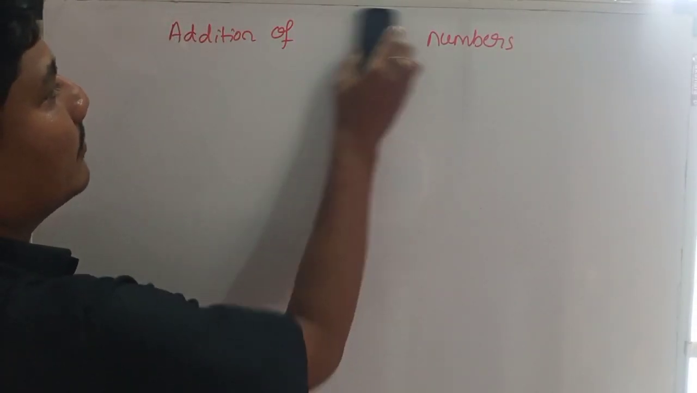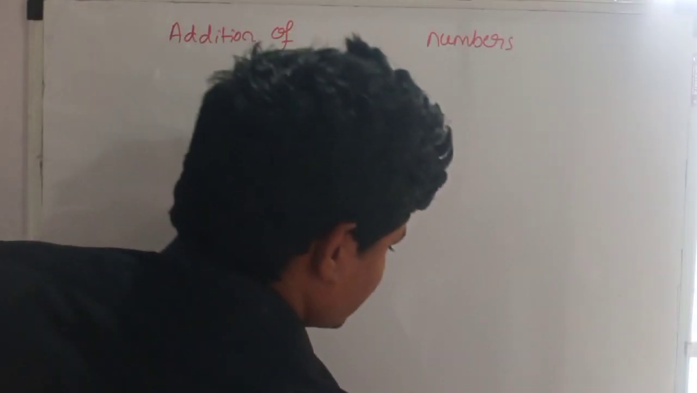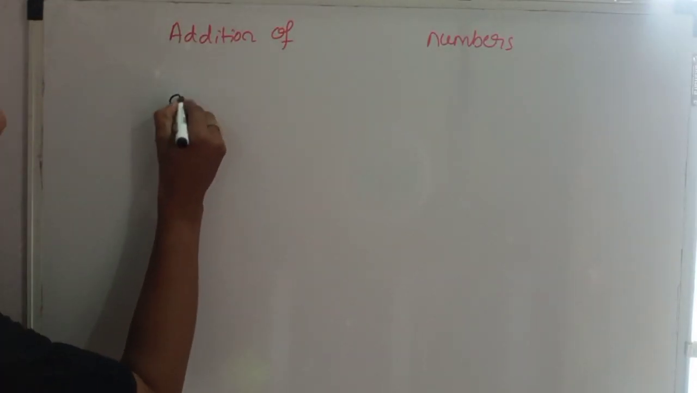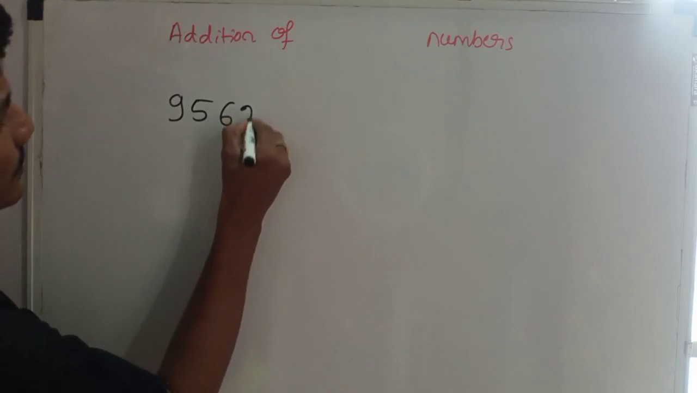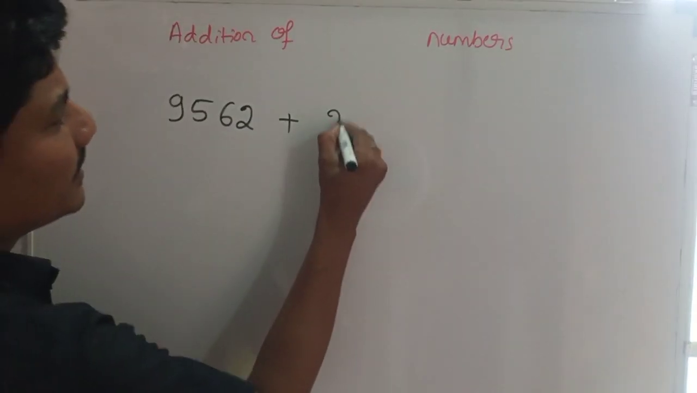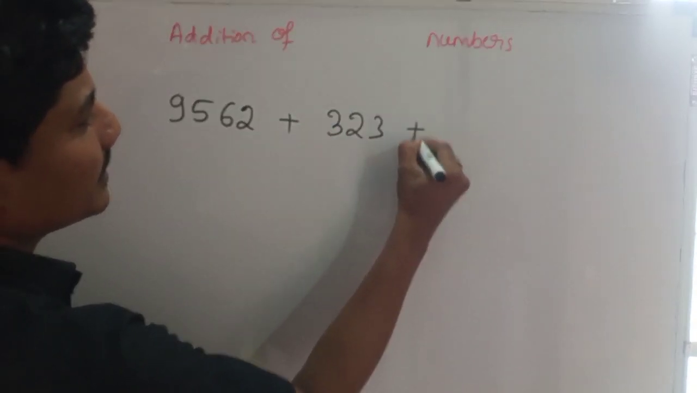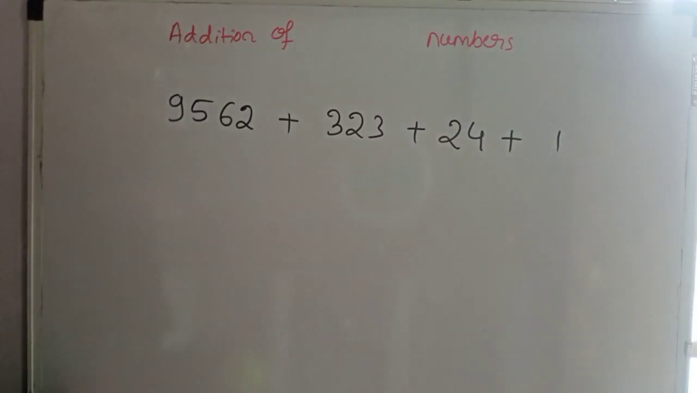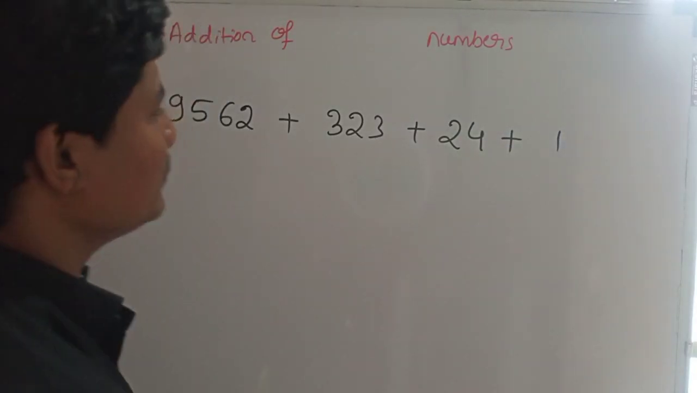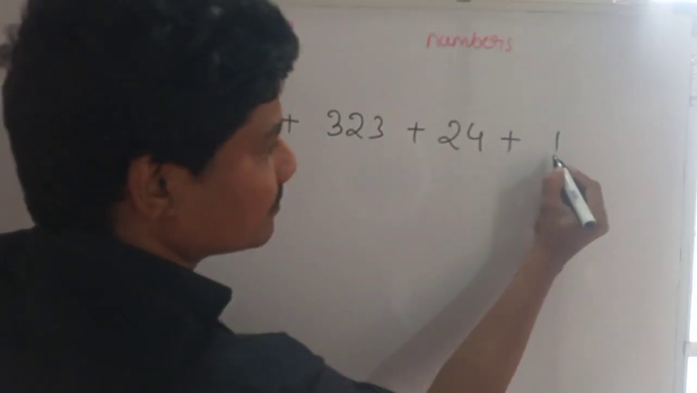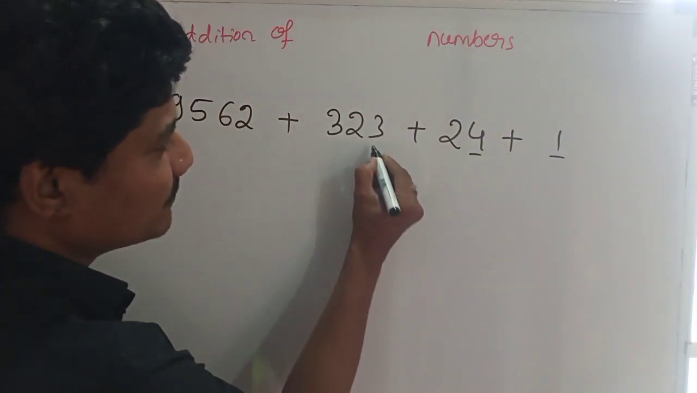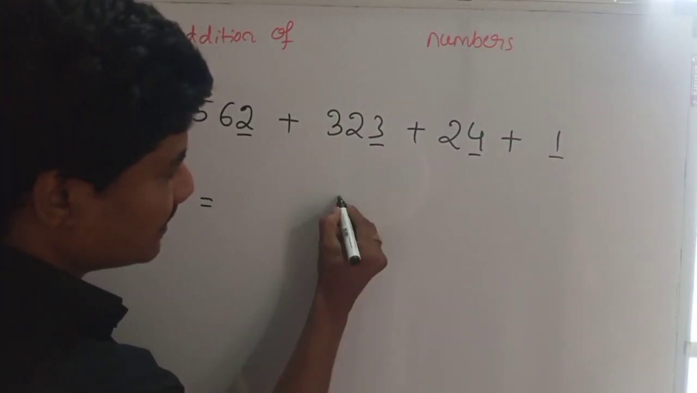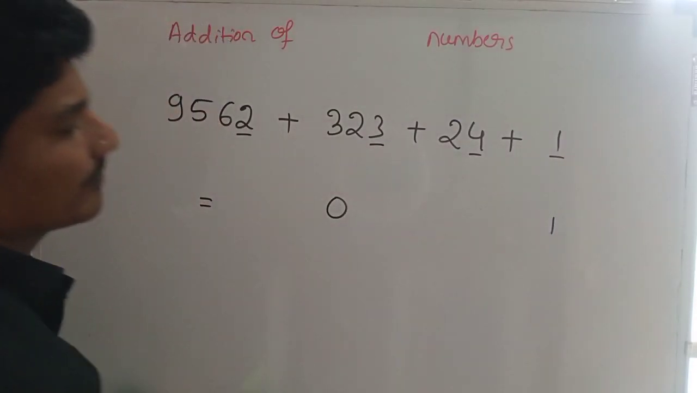Please try to use this method to solve the addition of single digit, two digit, three digit and four digit numbers. Now, addition of numbers. How to add the numbers with a different number of digits? 9,562, 323, 24 plus 1. I am adding units digit first. A very simple method. 1 plus 4 5 plus 3 8. 8 plus 2 10. 10, carry 1 here, 0.